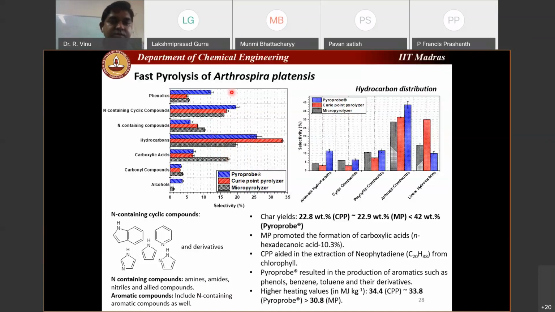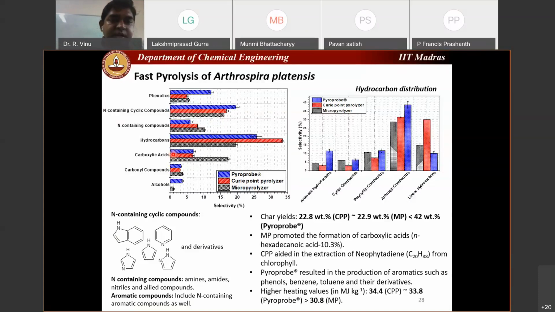Firstly, you can see that the carboxylic acids are significant from the micropyrolyzer, whereas in the Pyroprobe and Curie point, we see significantly lower carboxylic acids. Generally, the carboxylic acids are present in the form of lipids in the algae, and when you pyrolyze the algae, they are simply released in the gas phase.